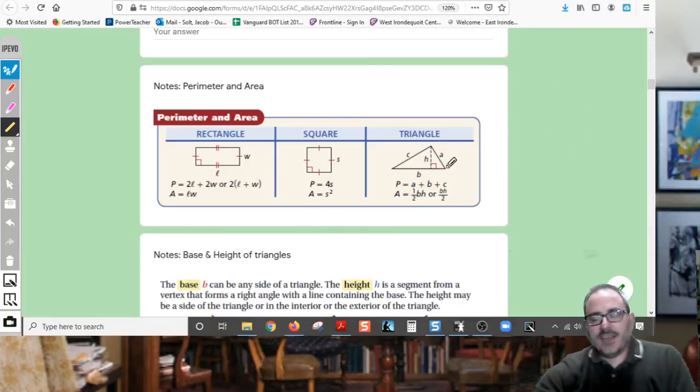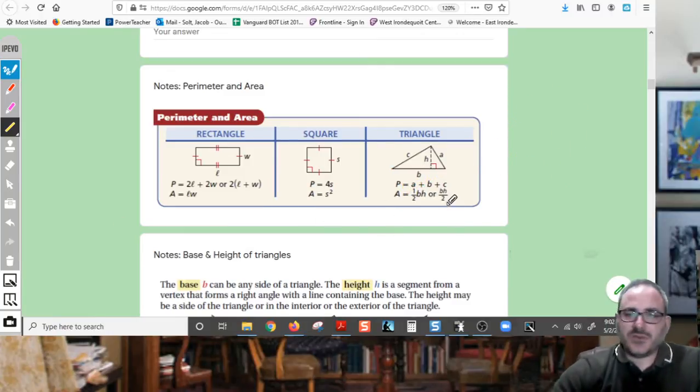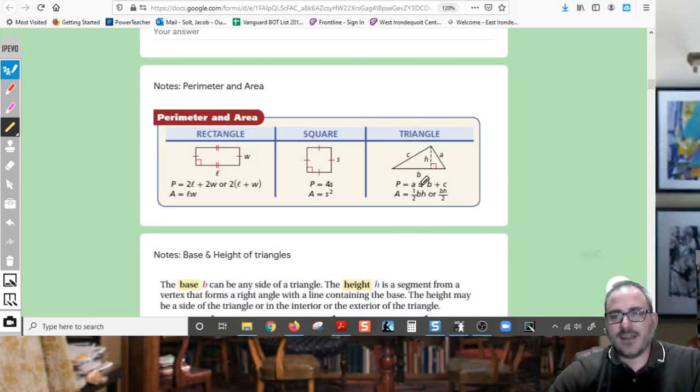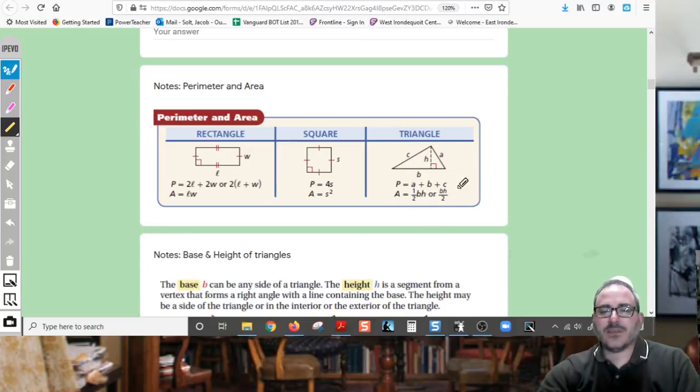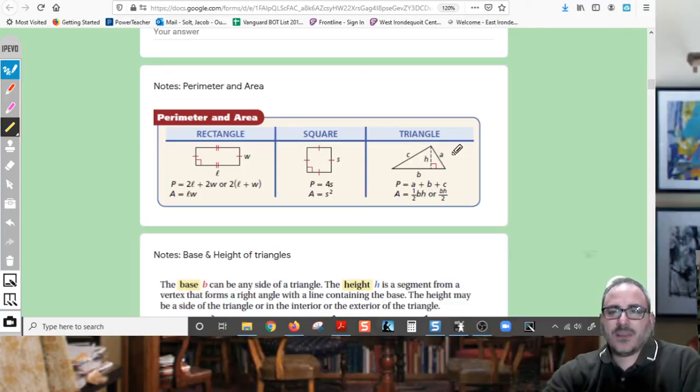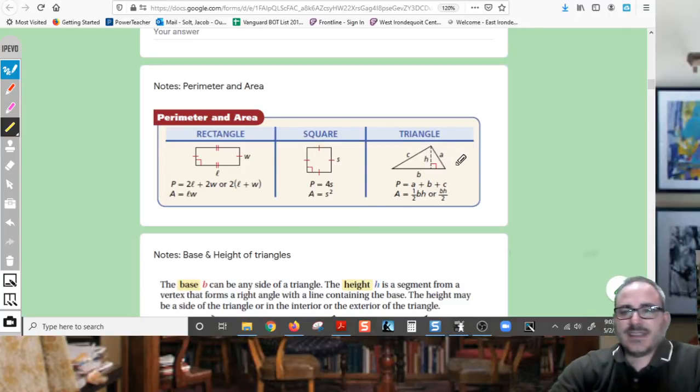Well, if every triangle can be formed into some kind of rectangle, then some interesting things happen, right? Because if I know that a rectangle is length times width, and I know that any triangle is half of some other rectangle, then I could use that to figure out the perimeter or area of these things. So, for instance, the perimeter of this triangle here is going to be A plus B plus C.